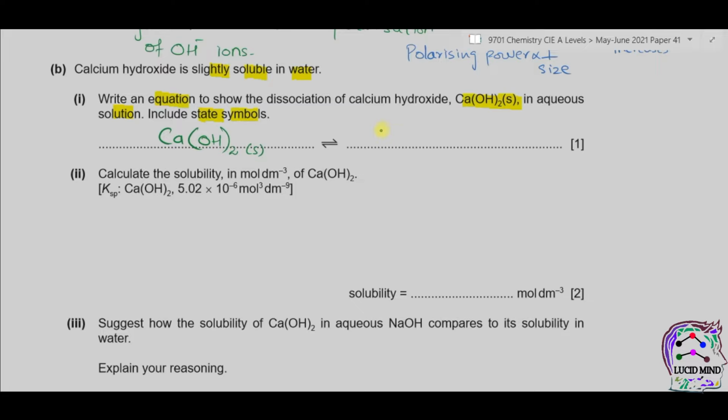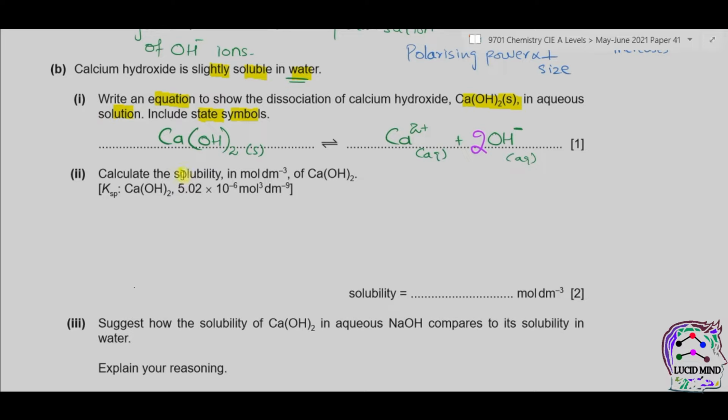Now it can dissociate to form calcium 2 positive, as calcium belongs to the second group in the periodic table, and hydroxide ions. Both are aqueous, as we are using water. Now we can balance the equation. We have 2 OH on the reactant side, so we can write 2 with OH negative ions.